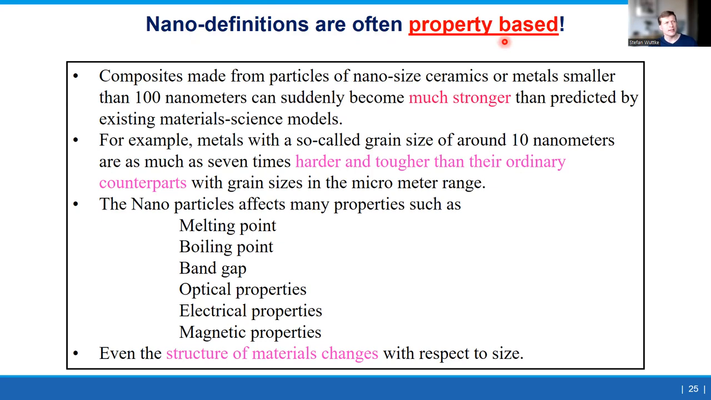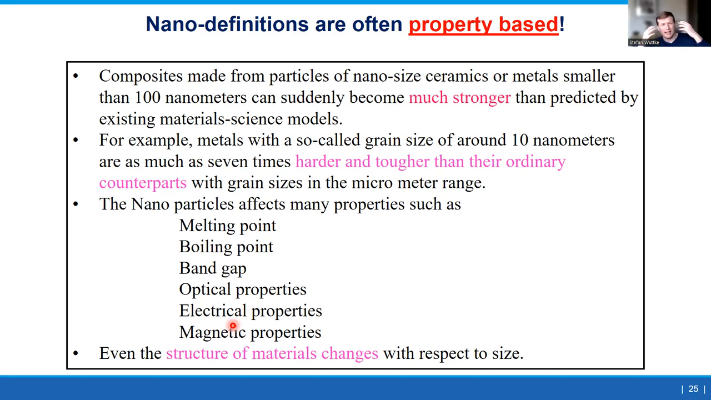We like to call something a nanoparticle when you have special size-dependent properties, when the melting point, boiling point, band gap, optical, electric, magnetic, or catalytic activity drastically change in comparison to the bulk. So the nano definition is property based, not size based. Please keep this in mind, because if it were size based, you would say a nanoparticle is between 1 and 1,000 nanometers, but it's not, because you want to have these nanoparticle effects. So this is a property-based definition when you are speaking about a nanoparticle.